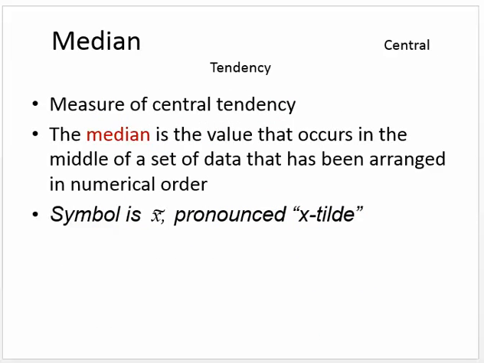Okay, the next thing we're going to find here is the median. The median is the value that occurs in the middle of the set of data that has been arranged in numerical order. The symbol is X with a little squiggly above it. That's pronounced X tilde, where the tilde is making reference to that little squiggle above it.